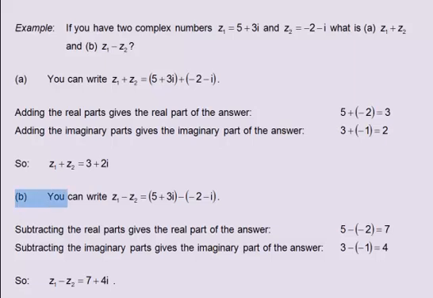B. You can write z1 minus z2 equals 5 plus 3i minus, open bracket, minus 2 minus i, close bracket. Subtracting the real parts gives the real part of the answer. 5 minus minus 2 equals 7. Subtracting the imaginary parts gives the imaginary part of the answer. 3 minus minus 1 equals 4. So, z1 minus z2 equals 7 plus 4i.